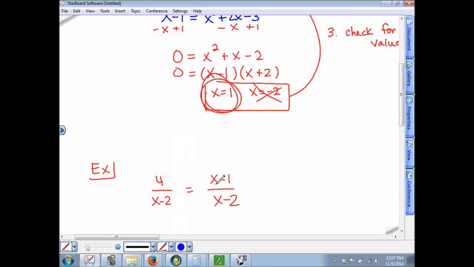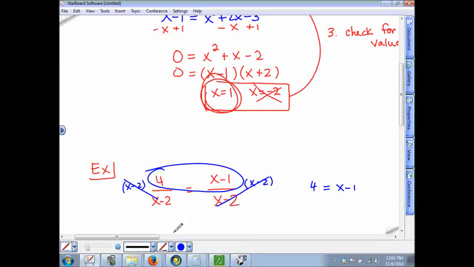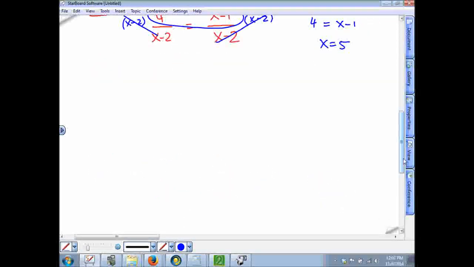Now, I'm not going to be too concerned if you show me the step of multiplying both sides by x minus 2. Really, that's what should happen here. And so you're left with 4 equals x minus 1. If you have the same denominator already, you really just have to solve the equation that's left over in the numerator. 4 equals x minus 1. Add the 1, x equals 5.